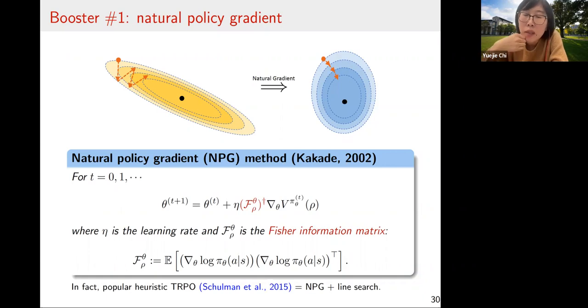In fact, NPG can also be thought of as a backbone for a lot of the popular heuristic methods people use in modern RL these days, like TRPO and PPO, where you can essentially think of them as running NPG with line search to decide the learning rate.